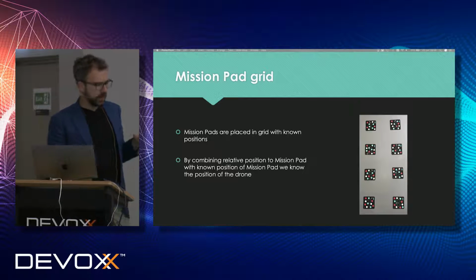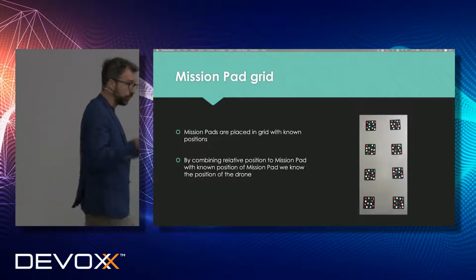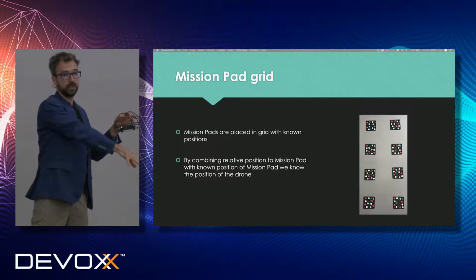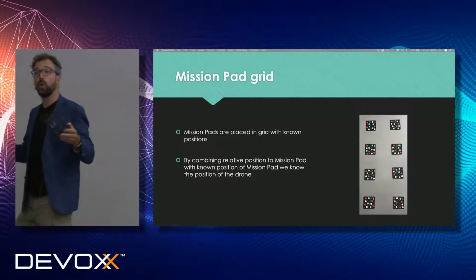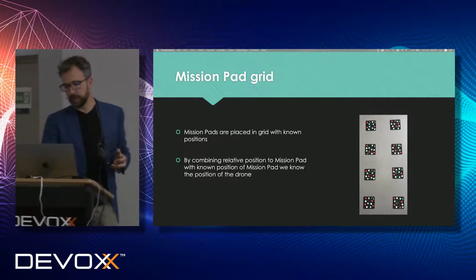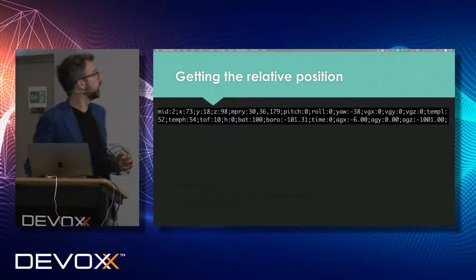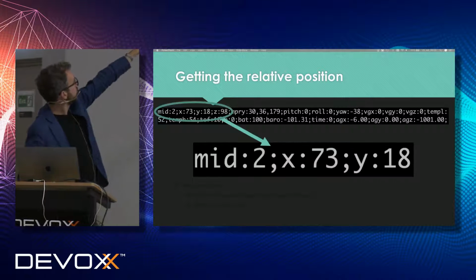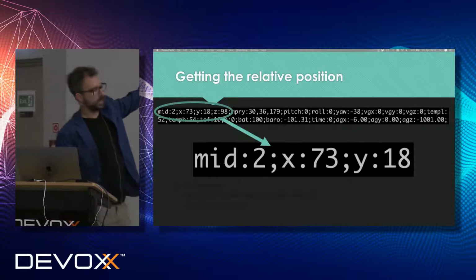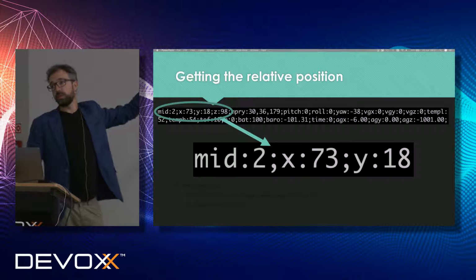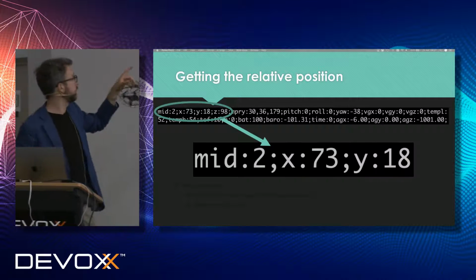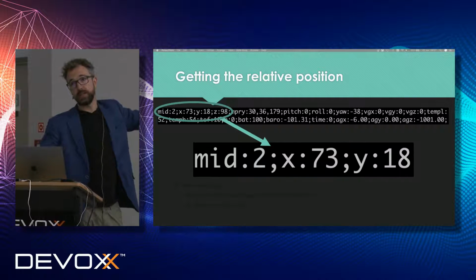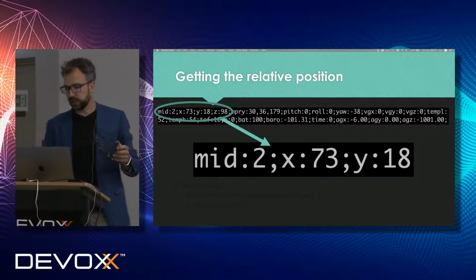So by combining the relative position of one of these drones compared to these pads, you basically know where the drone is in absolute space. Let's go back to the telemetry we had before. Here you see MID. That just means that the drone is flying over mission pad 2 at this point, and that the x is 73 and the y is 18. By the way, the coordinates are in centimeters.